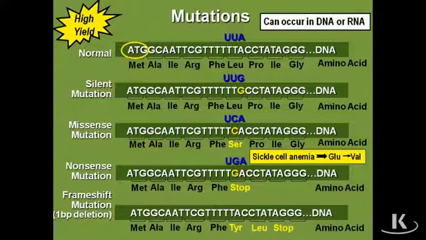The frame shift mutation would happen when, say, what normally read as TTA over here, there was a base pair deletion. There was a base pair deletion, so perhaps one of the T's here was deleted.